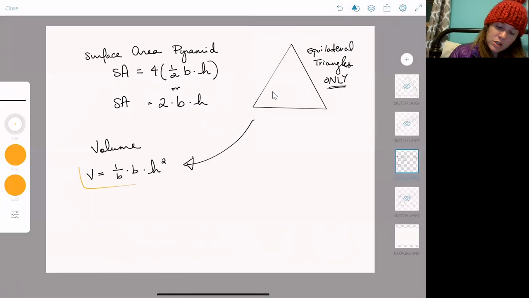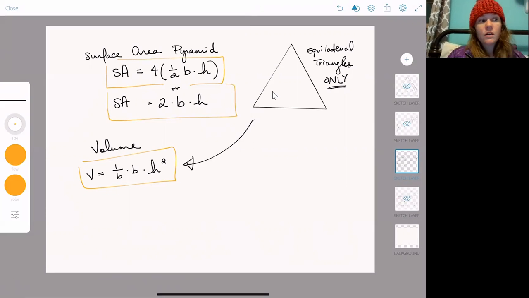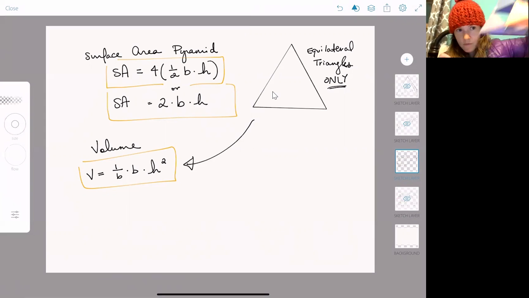But these are the two equations that we are going to be using. You can choose one or the other. I don't care which one you use, that's fine, when we're doing all of our work, okay? Remember to use numbers from your pyramid, okay?